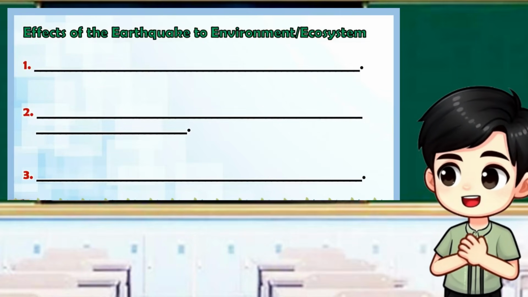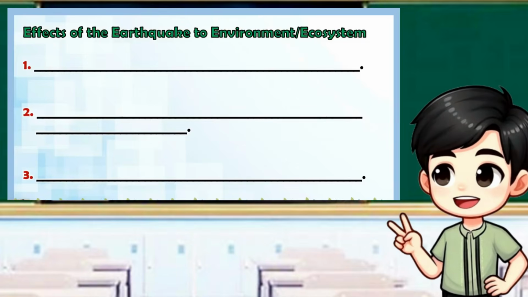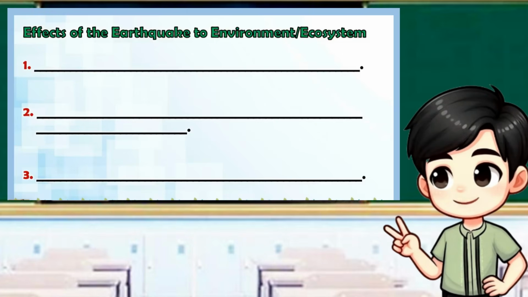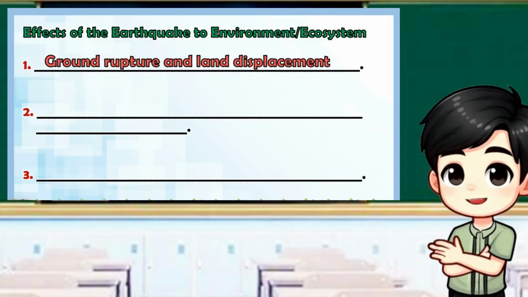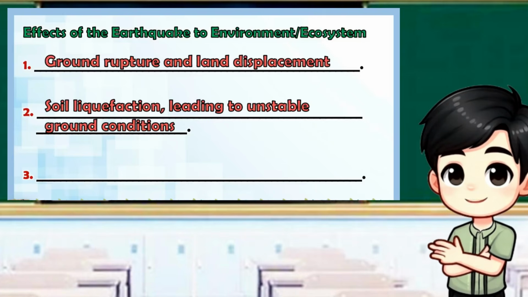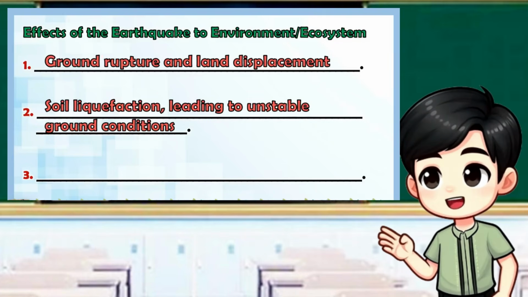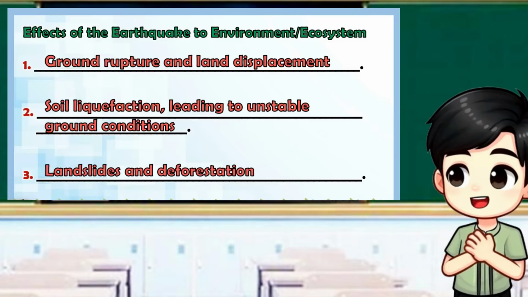Here are my examples. The effects of the earthquake to environment or ecosystem are ground rupture and land displacement, soil liquefaction leading to unstable ground conditions, and landslides and deforestation.